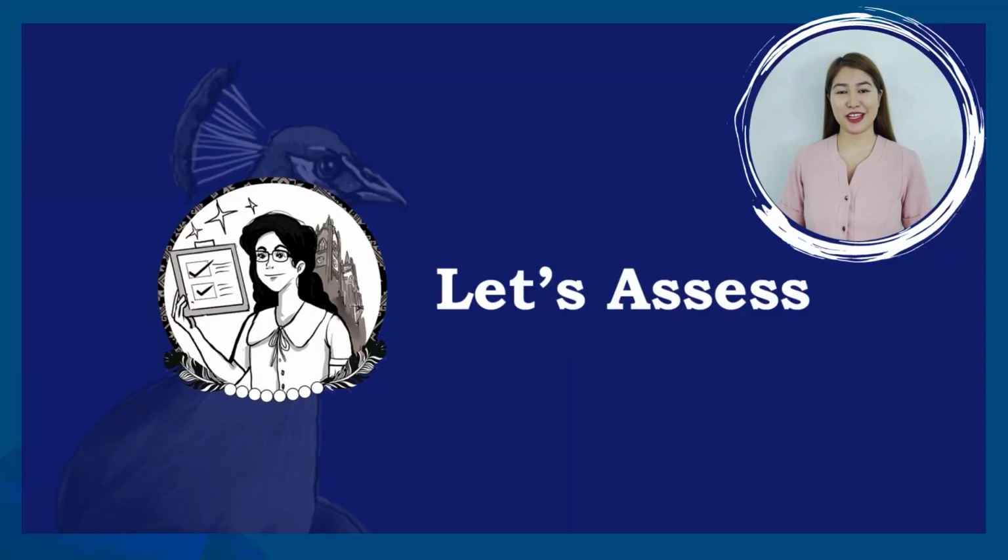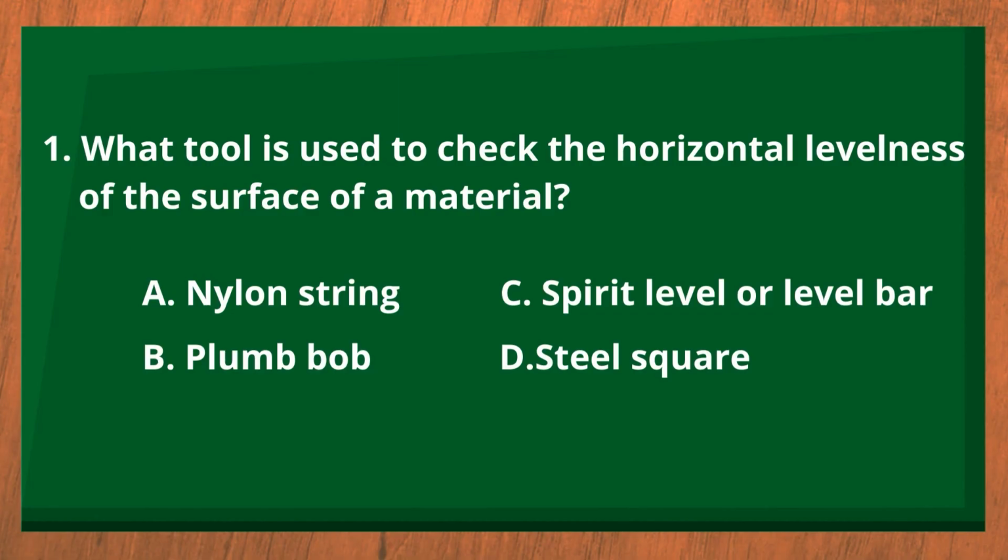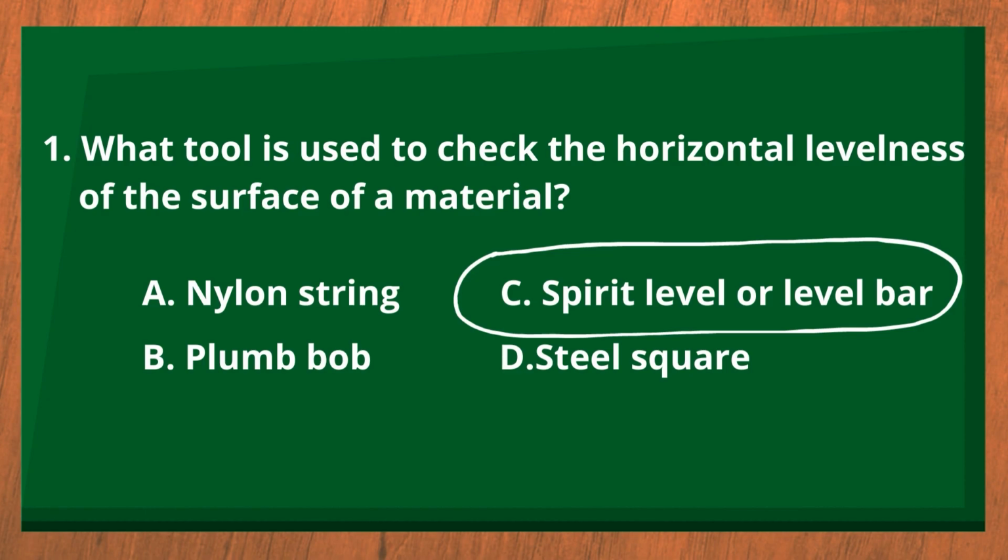I'd like to congratulate you for making it here. Let us have a short quiz. Number 1. What tool is used to check the horizontal levelness of the surface of a material? A. Nylon string. B. Plumb bob. C. Spirit level or level bar. D. Steel square. The answer is C. Spirit level or level bar.